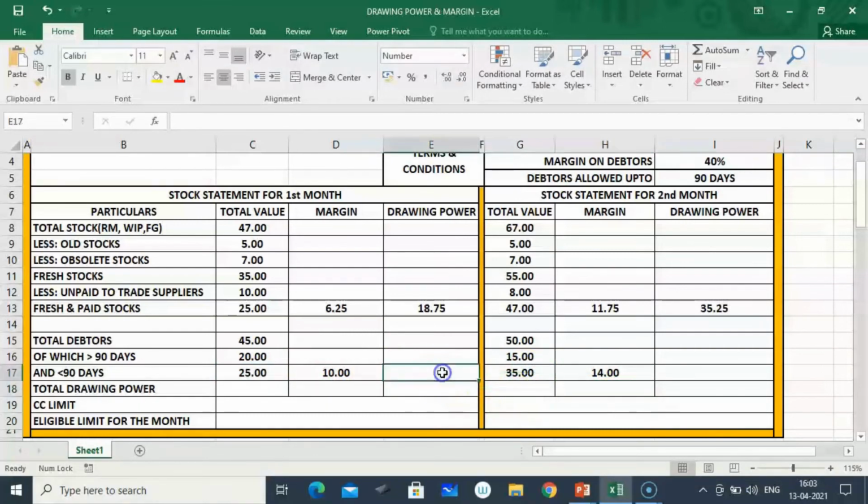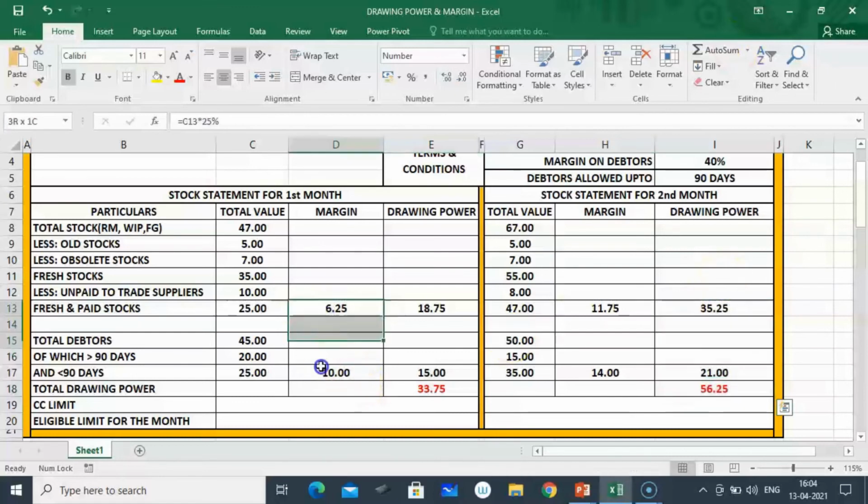Let's now calculate the drawing power. The drawing power would be calculated as 25 lakhs minus 10 lakhs, that is the drawing power is 15 lakhs, right? And in the second month, the drawing power would be 35 lakhs minus 14 lakhs, that is 21 lakhs, right? So now let's calculate the total drawing power of fresh and paid stocks and the receivables or the debtors for the first month. So we will add it up. It comes to 33.75 and in this case, it comes to 56.25, right?